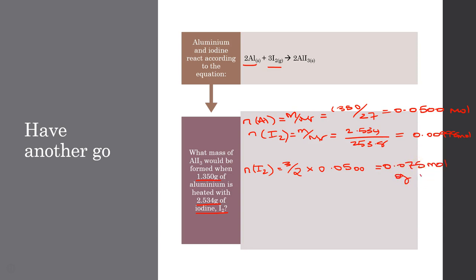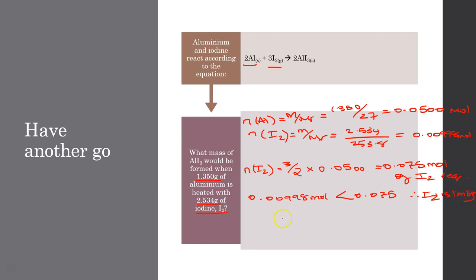So that is the iodine that is required. If I have a look here, I have 0.00998 mole available, which is less than 0.075. So iodine is my limiting reagent.